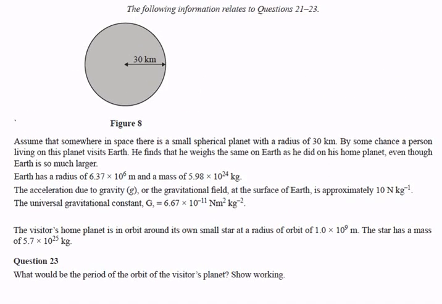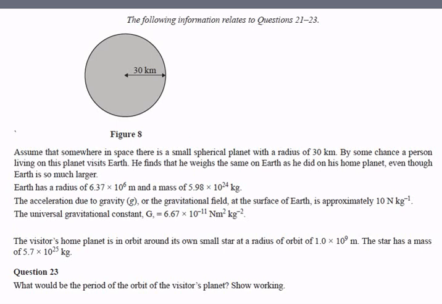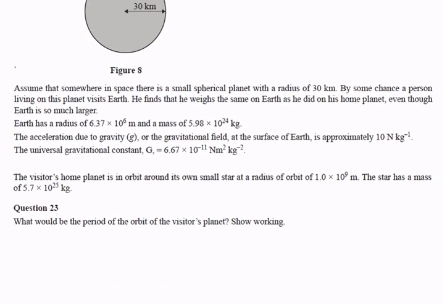Alright, last question. So I've just copied and pasted the picture up the top again for question 23. What is the time period of orbit of the visitor's planet? Show your workings. So they've given us this new information here. The visitor's home planet's in orbit around its own small star. That's the radius of orbit r. The star has a mass of this.